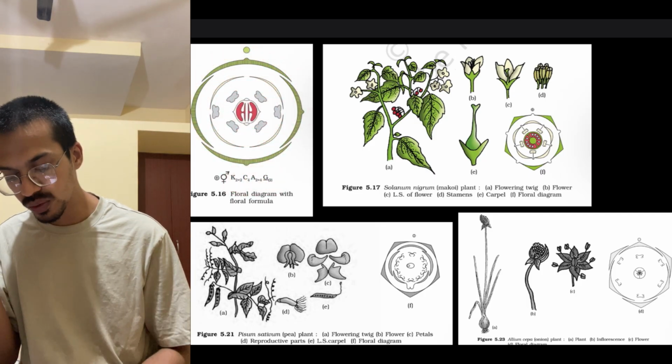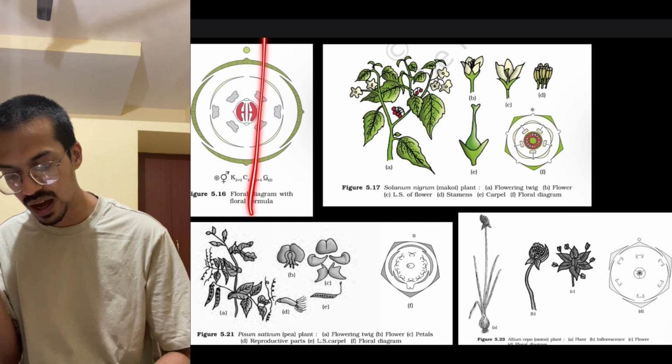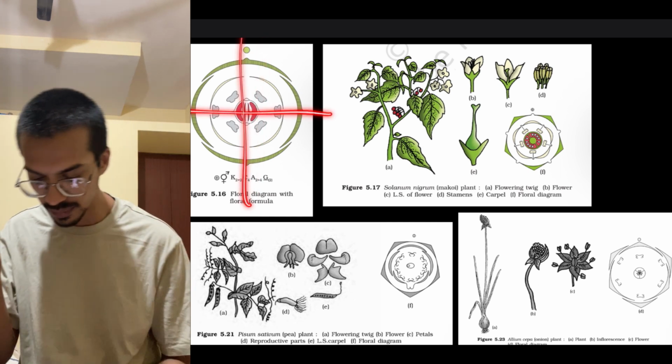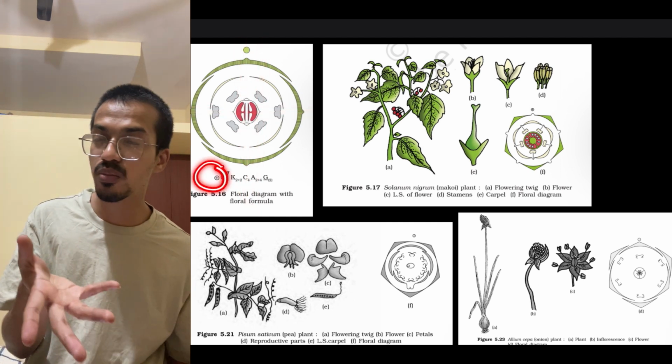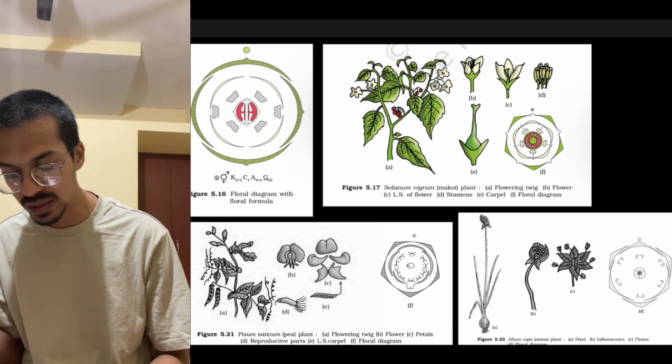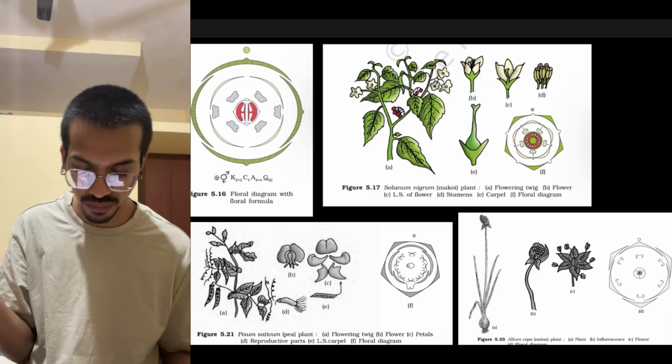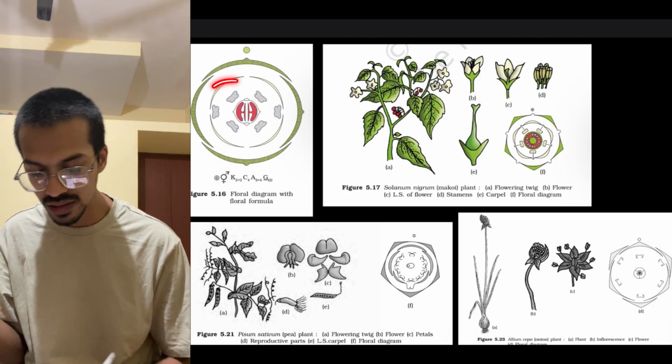You can see whether you can cut it into any half, one half, two halves, or multiple halves, you can write about its zygomorphic or actinomorphic category. Male and female, both are present, you can call it a bisexual flower, and you can simply count them and write them.